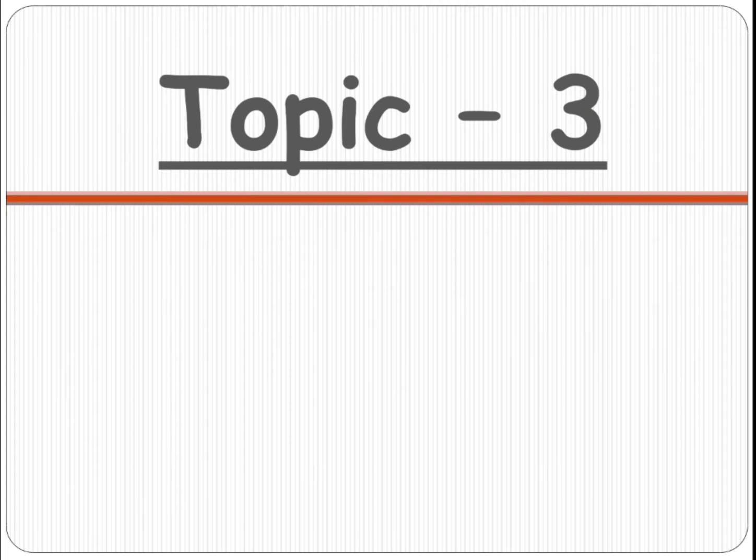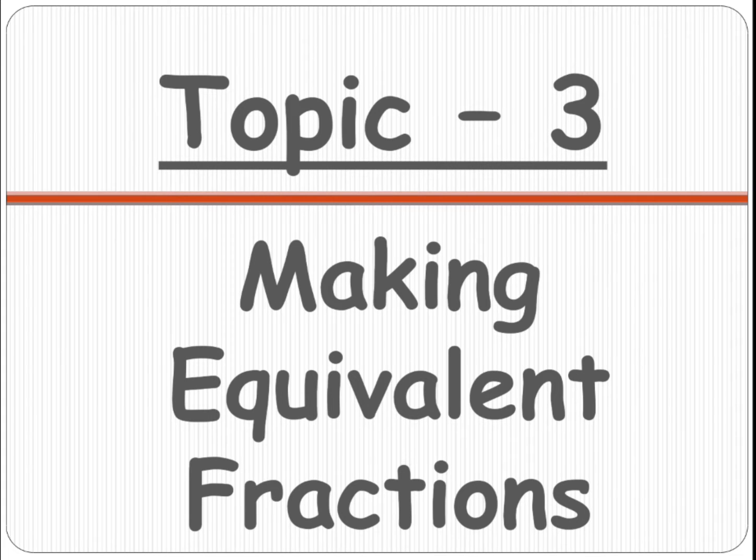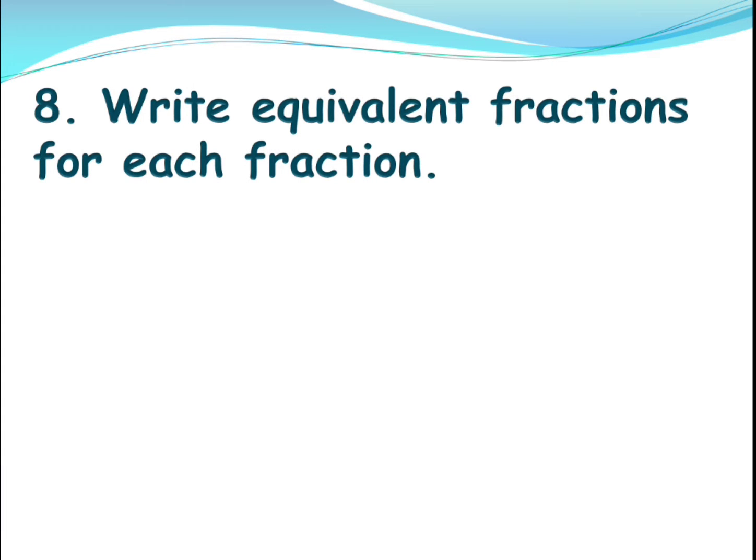Now in the third topic, we will make the equivalent fractions. So making equivalent fractions. How can we make equivalent fractions? Let's see. Okay, so write equivalent fractions for each fraction. For any given fraction, we have to write the equivalent fraction. How? So in a fraction, you have numerator and denominator, isn't it, children? For this numerator and denominator, if you multiply both with one number, then you will get the equivalent fraction.